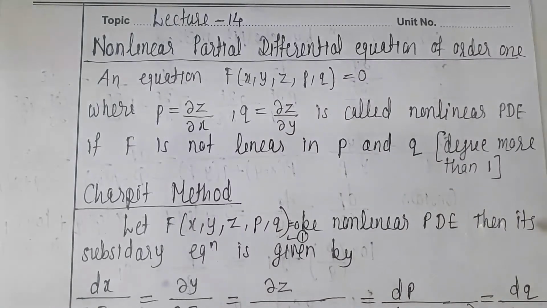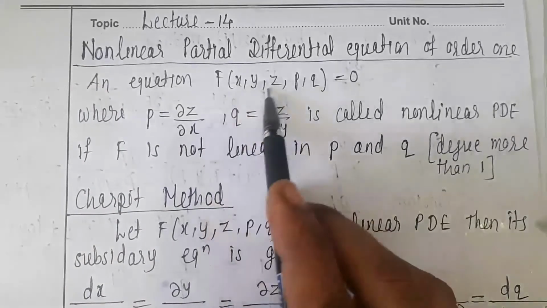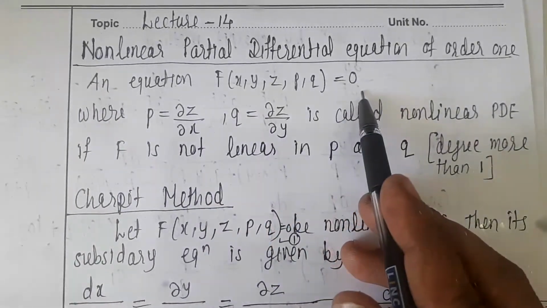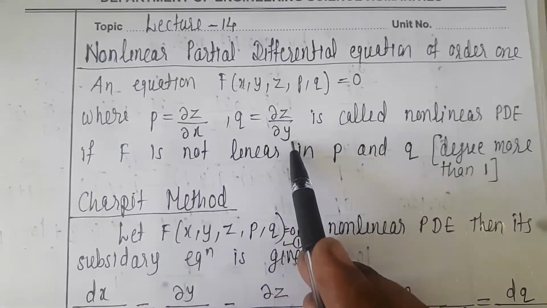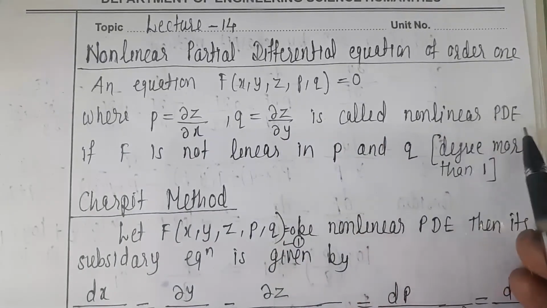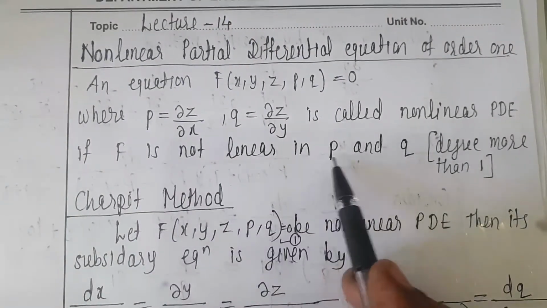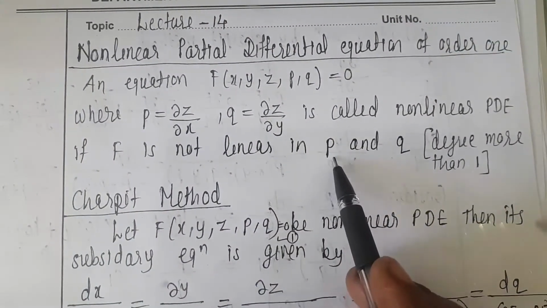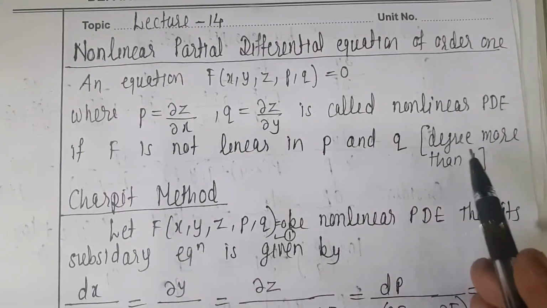So, a non-linear partial differential equation is an equation of the type f(x, y, z, p, q) = 0, where p is ∂z/∂x and q is ∂z/∂y, and it is called a non-linear partial differential equation if f is not linear in p and q. Not linear in p and q means the degree of p and q is more than 1.